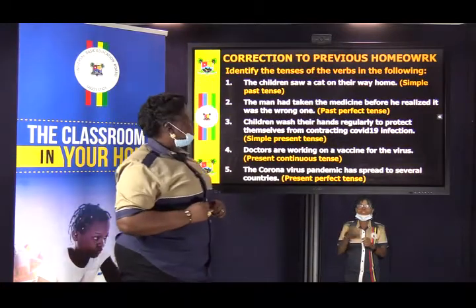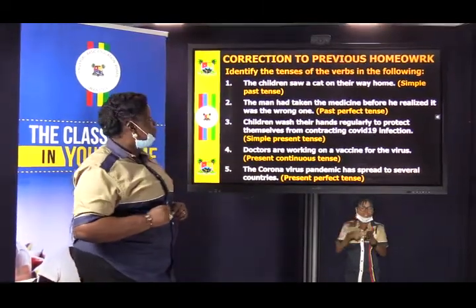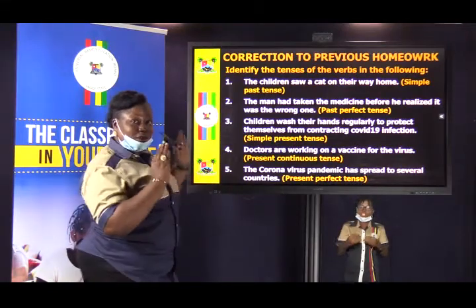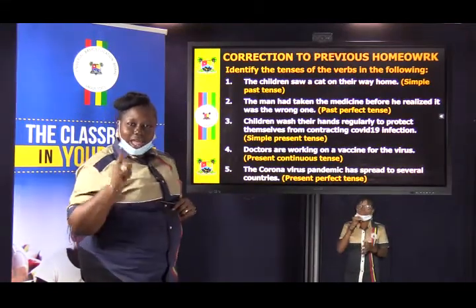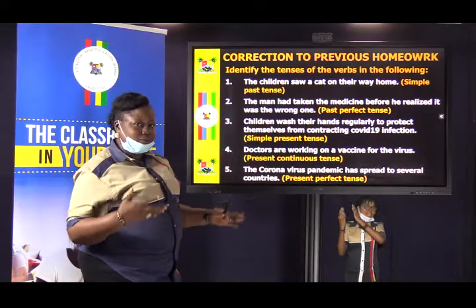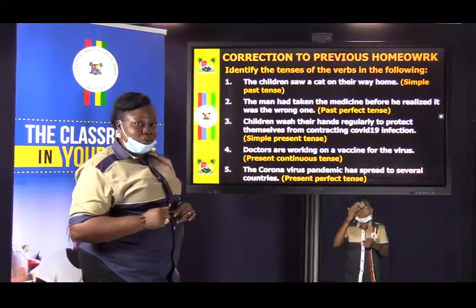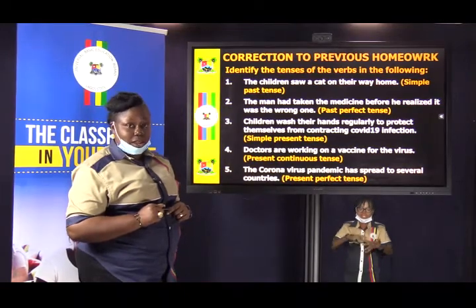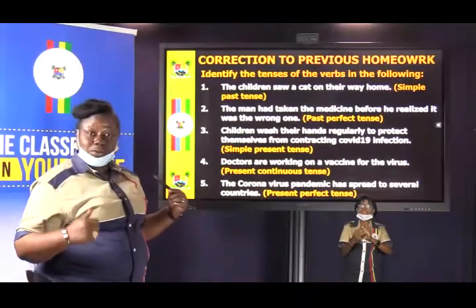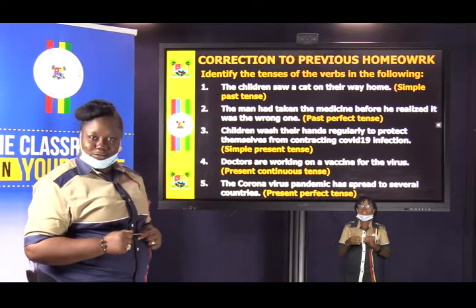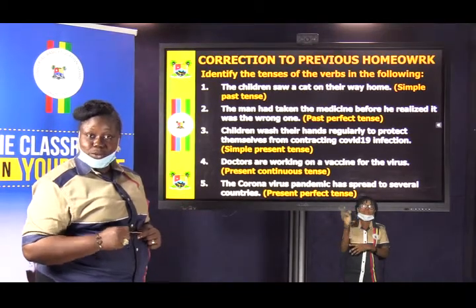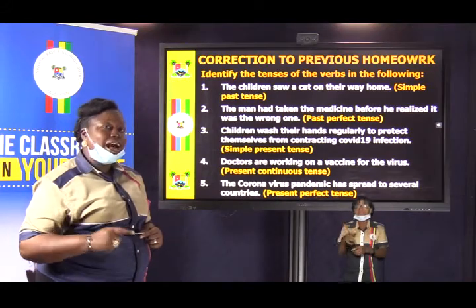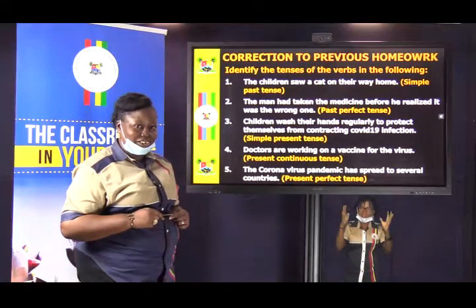You were asked to identify the tenses of the verbs in the following. I purposely gave you one that was not captured in the last lesson. I want to see how resourceful you could be. Maybe you're good at making researches. Okay, so Auntie Fumi got 5 out of 5. What about you? Oh, you got 4? You got 3. You're brilliant, and I celebrate you with this chair.